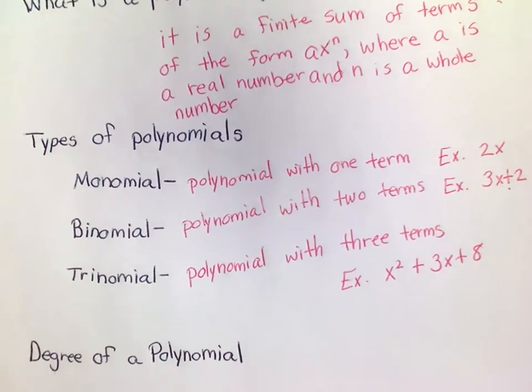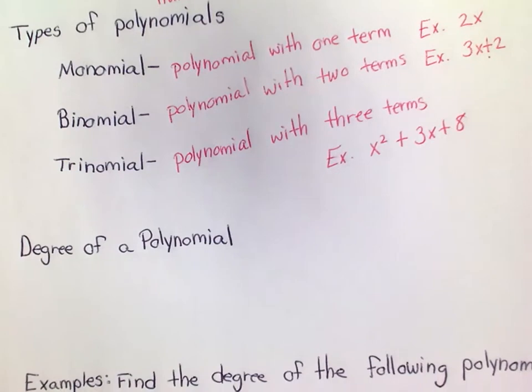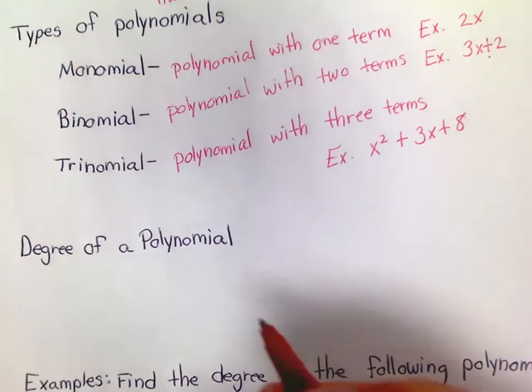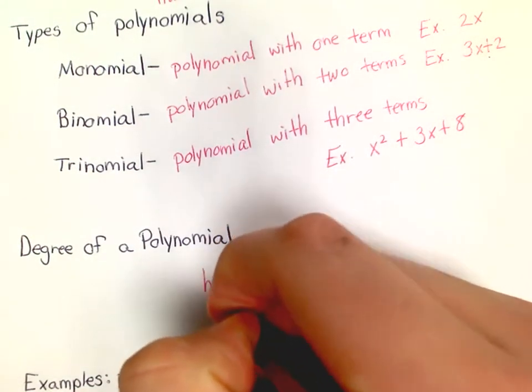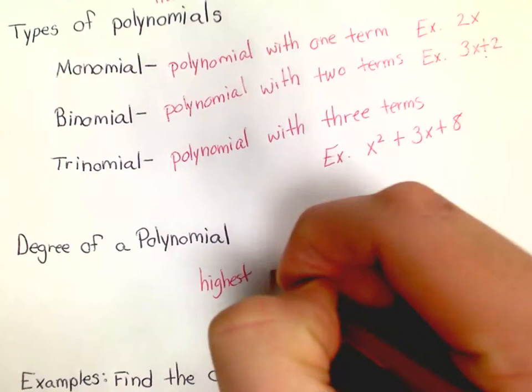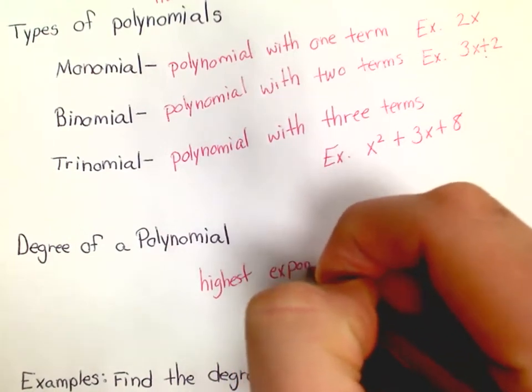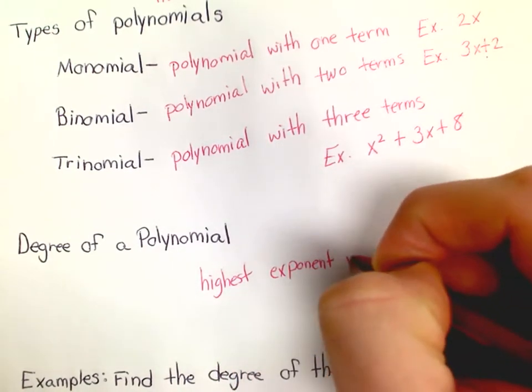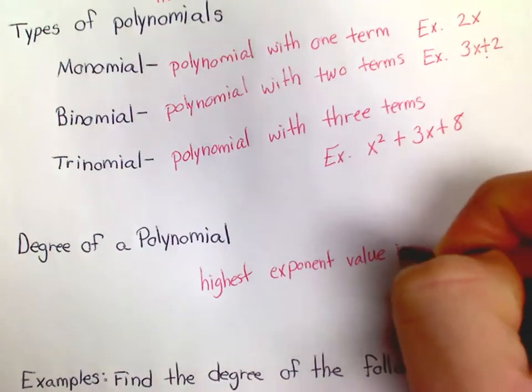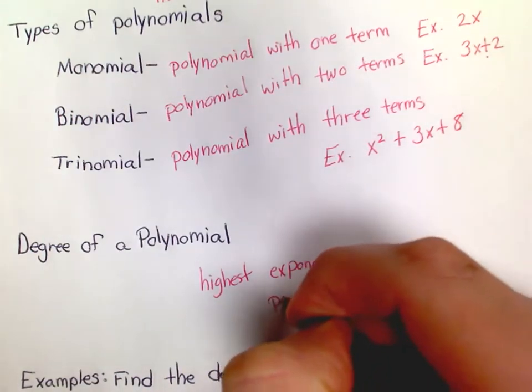Okay, now let's talk about the degree of a polynomial. A degree is the highest number for the exponent. Highest exponent value in the polynomial.